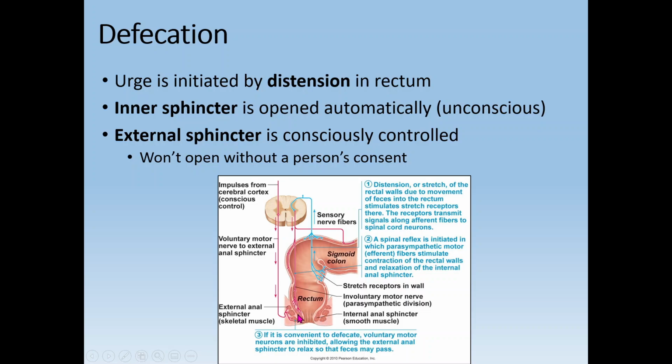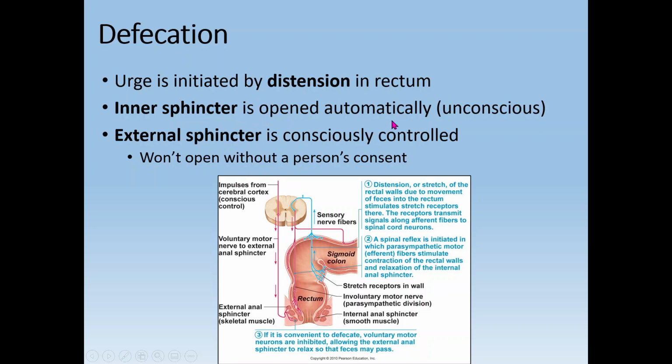The inner or internal sphincter is immediately adjacent to the walls of the anus. The external is a little bit further out, so it's not like there's one stacked on top of each other. They're right next to each other. One's just closer to the internal structure of the anus, one's a little bit further out.